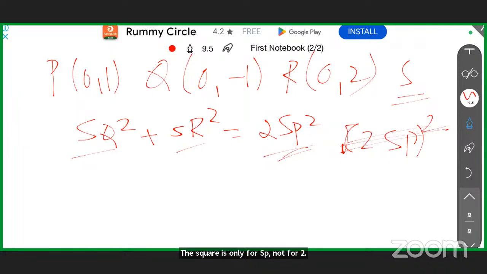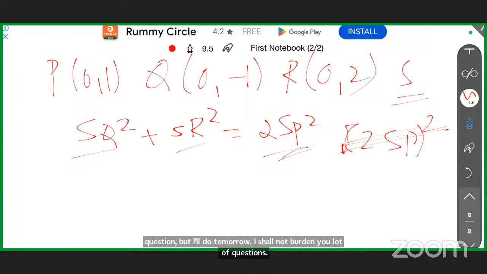So we'll take this as homework. Of course, I have to give another 2 questions as homework that I'll give tomorrow. I shall not burden you with a lot of questions. 2 questions, one every day will be far better.